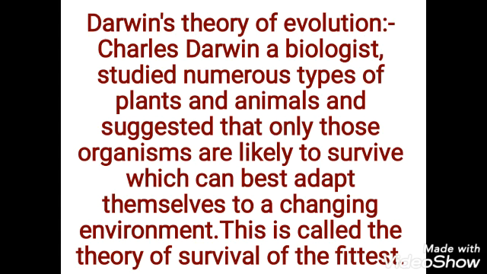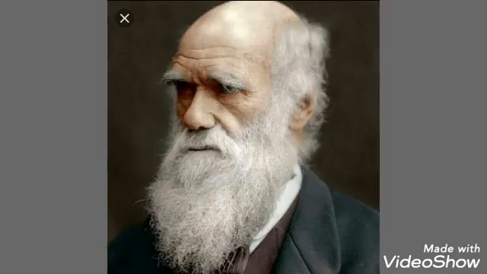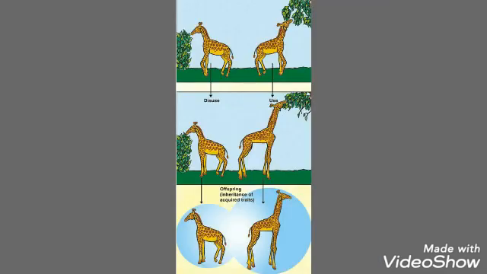Similarly, the plants also grow towards the sunlight. Roots grow towards the water deep inside the soil. Darwin's theory of evolution. Charles Darwin, a biologist, studied numerous types of plants and animals and suggested that only those organisms are likely to survive which can best adapt themselves to a changing environment. This is called the theory of survival of the fittest.